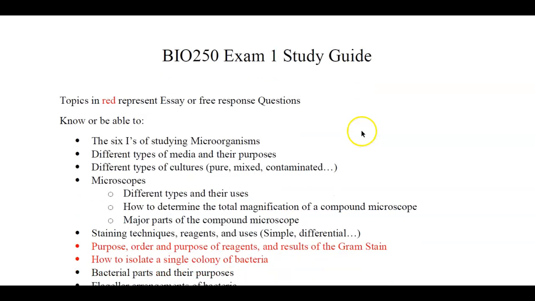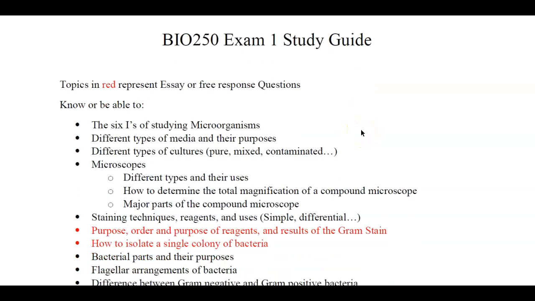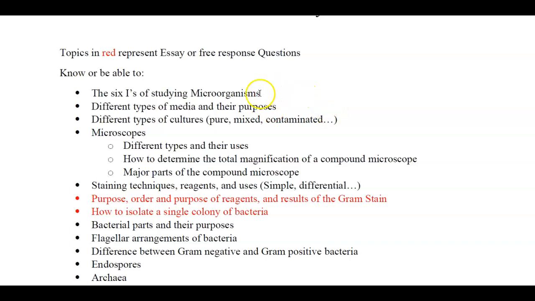Hello all, this is just a little exam review for your first exam on Monday. So I'm going to go over some parts of these, obviously not all of this. I covered a lot of this in class through assignments, homeworks, PowerPoints, you name it. And then I'm going to show you a couple questions from the actual exam, so this won't take very long. First thing, obviously, the 6 I's of studying microorganisms.